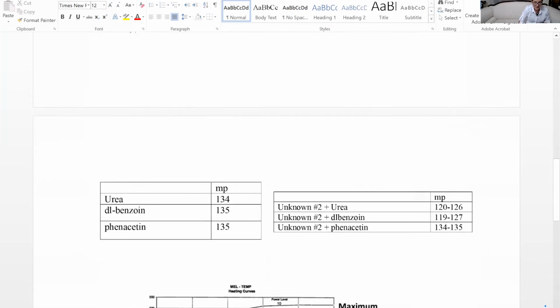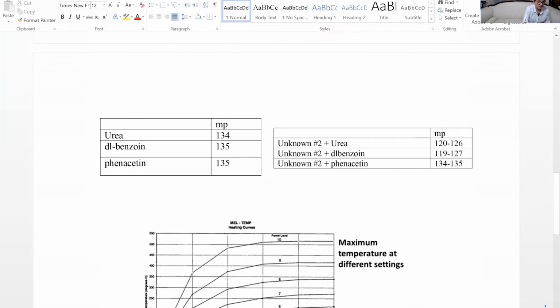Then the possible compound could be one of these three given chemicals in a part of a larger table. Of course, these are not the only chemicals that would be provided, but you find out that it could be urea with 134, or benzoin with 135, or phenacetin with 135.